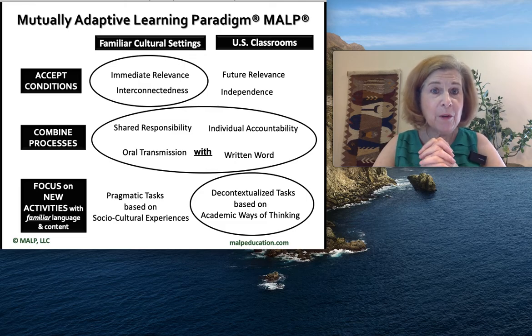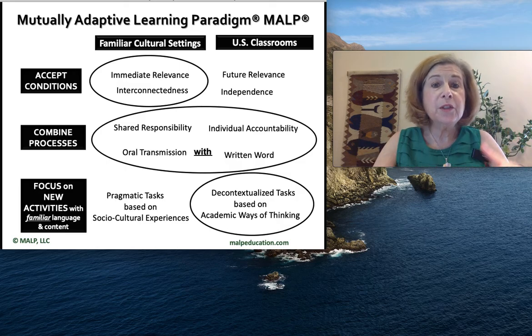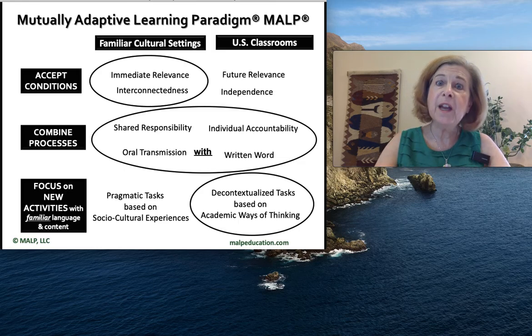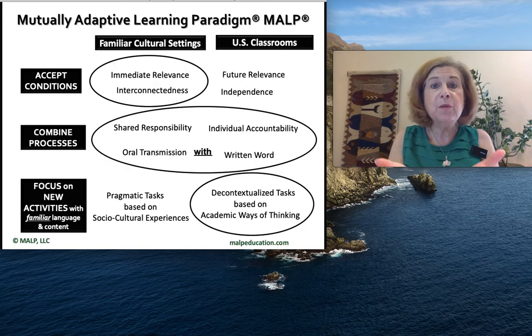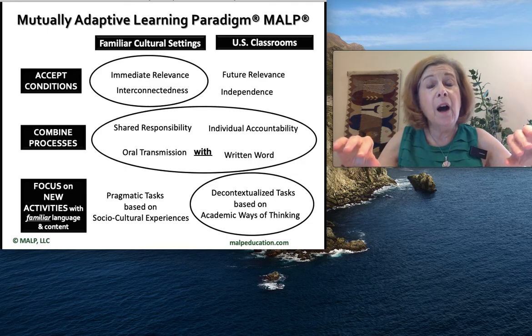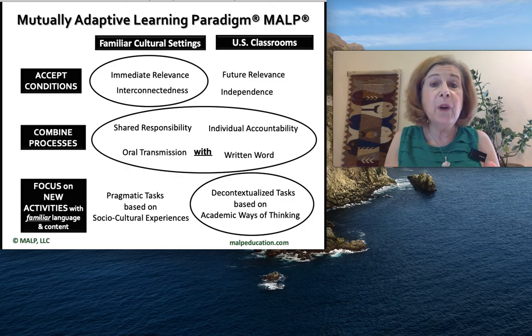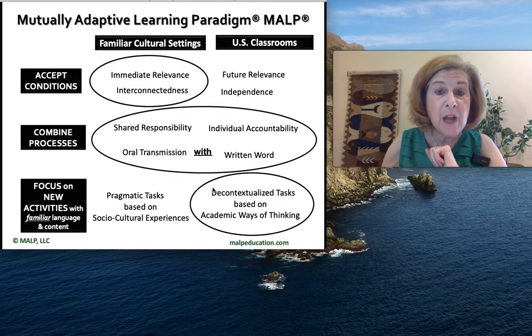So if you remember, the MALP model is all about the formal schemata, the hidden agenda of school, and that in everything we do with MALP, we're culturally responsive and sustaining, while at the same time building up the student's ability to do well on standardized tests, do well in the curriculum, and to do well generally in school, to stay and not drop out. Why? Because we're focusing on those decontextualized tasks and academic ways of thinking.